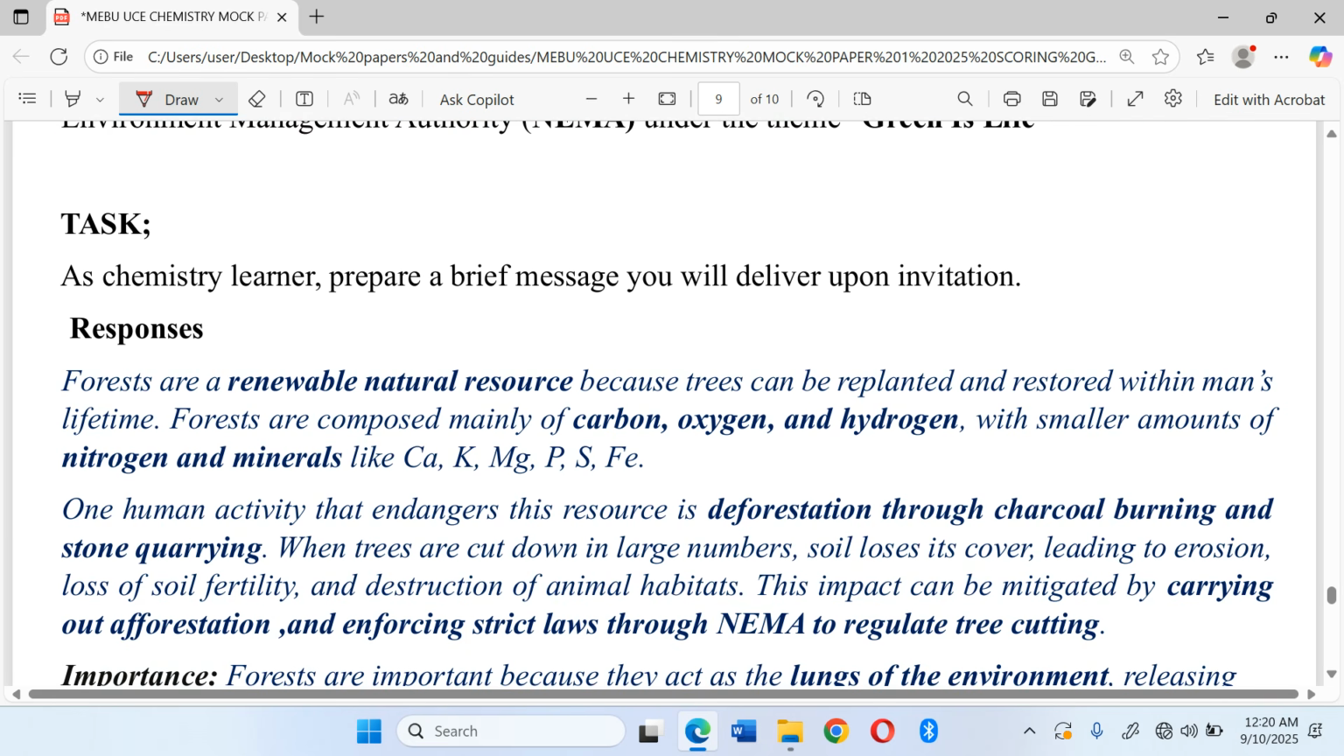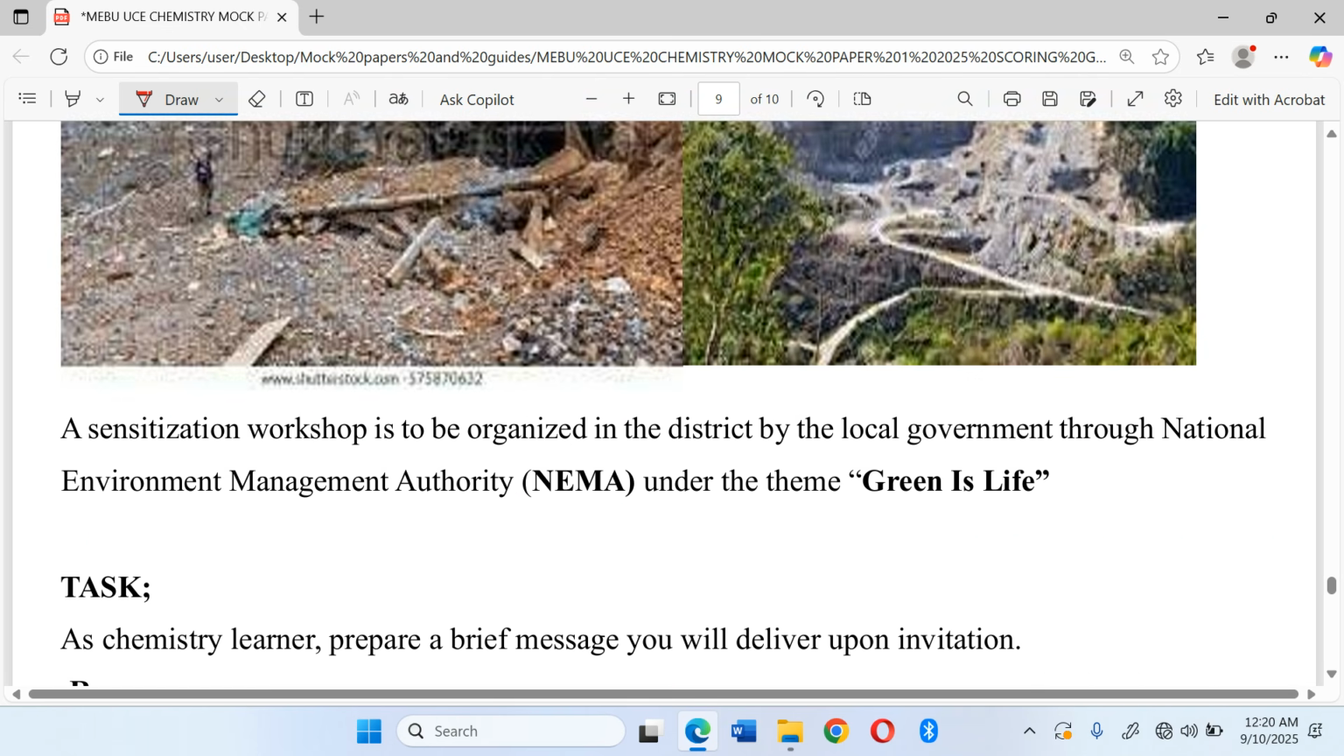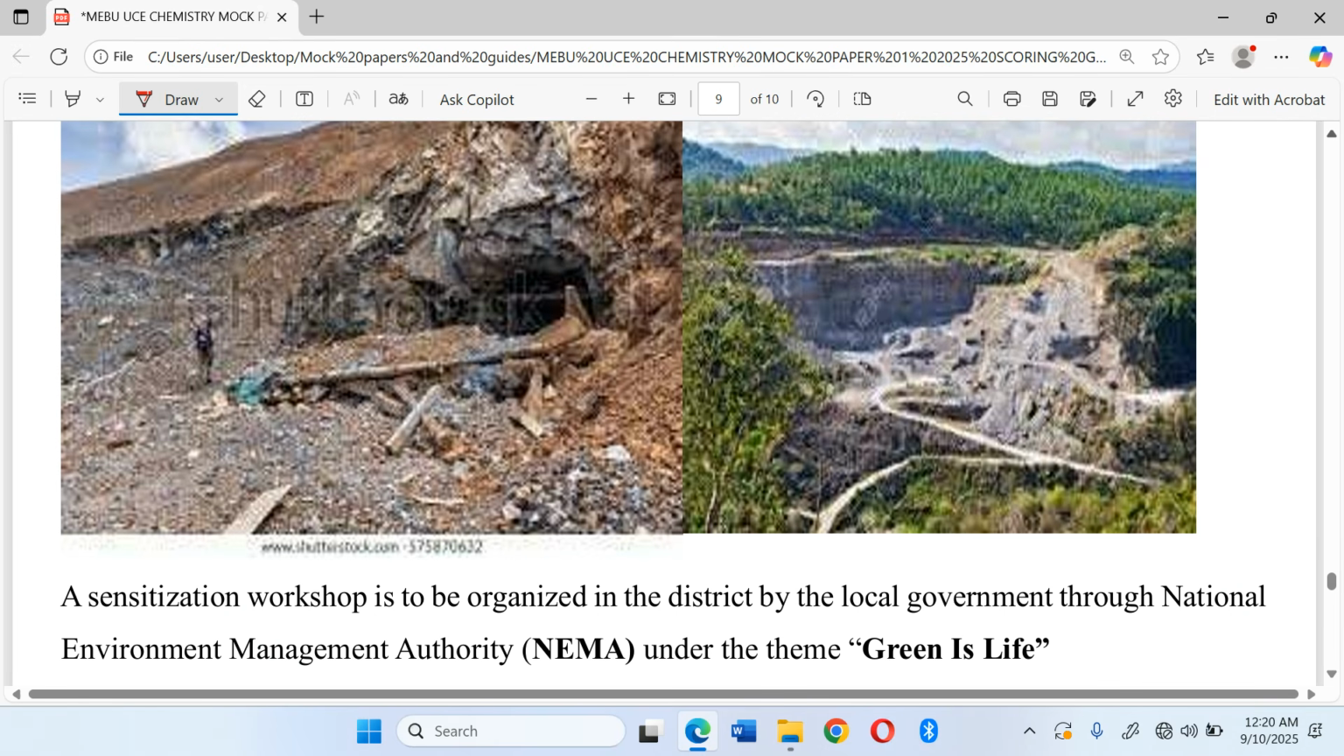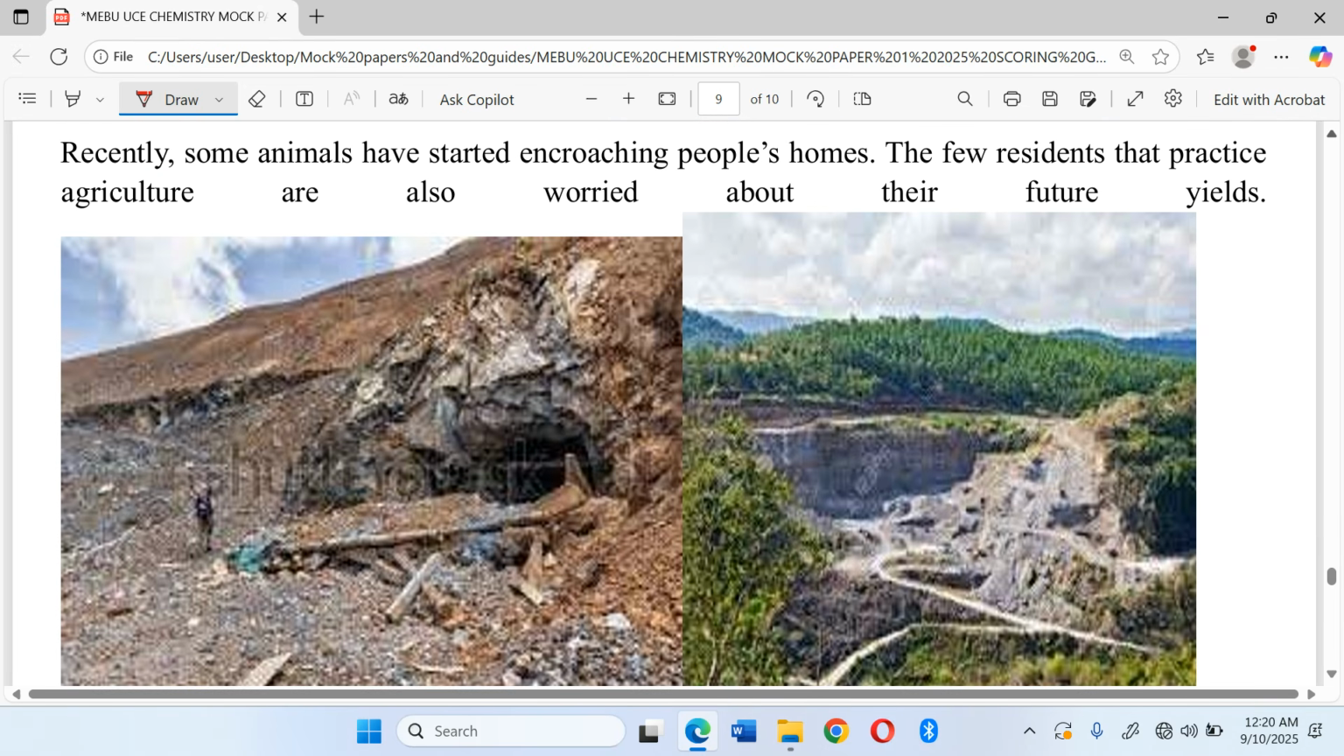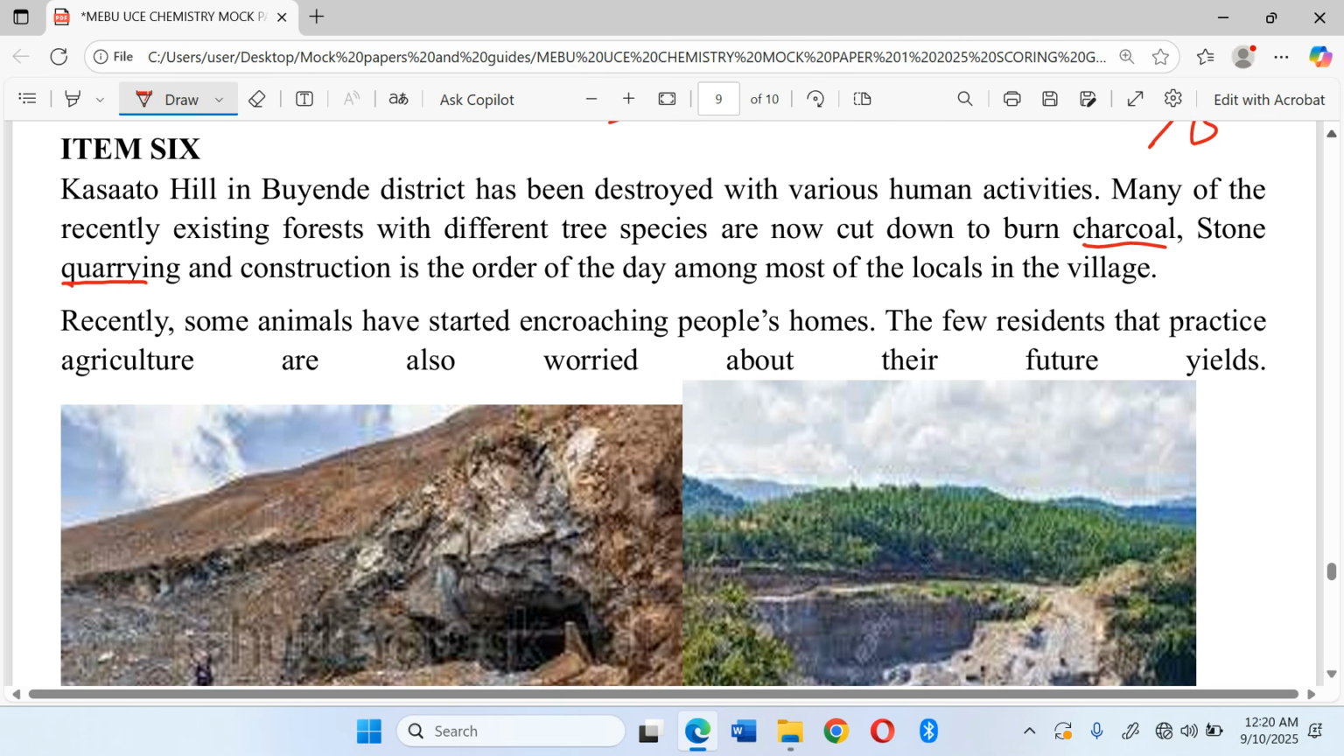Task: as a learner, prepare a brief message you deliver upon invitation. So, I'm saying when you go back to our scenario, we have to first identify the natural resource that is being affected. After that, we can look for the human activity that is affecting it, and then we can now kick start on the responding.